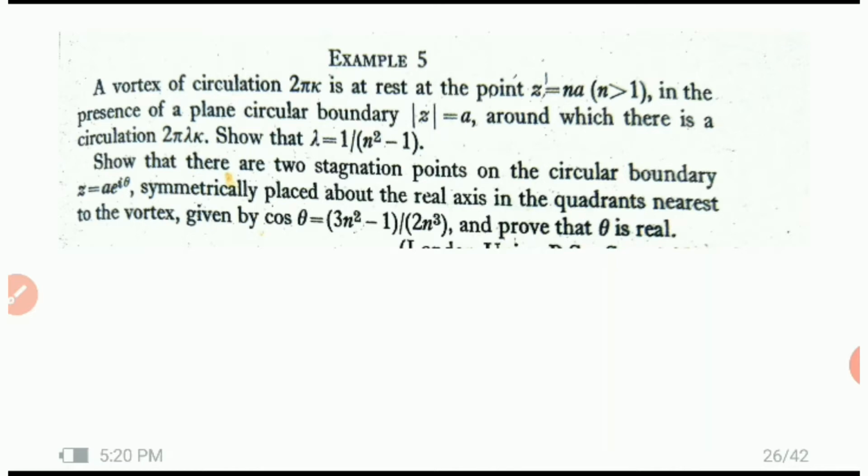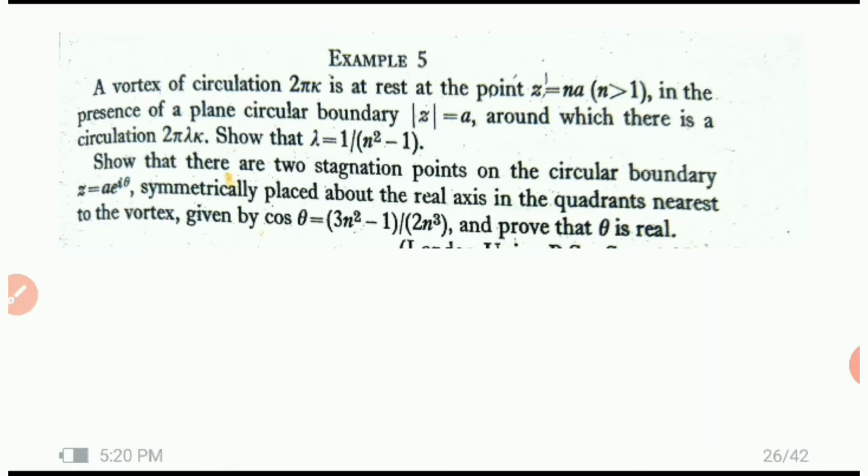The example is: a vortex of circulation 2πk is at rest at the point z = n, where n is greater than 1, in the presence of a plane circular boundary |z| = a, around which there is a circulation 2πλk. Show that λ = 1/(n² − 1).